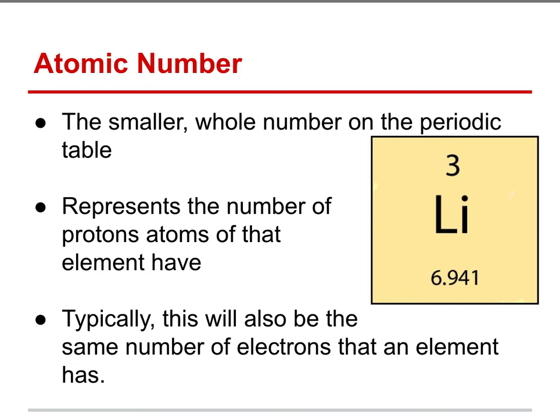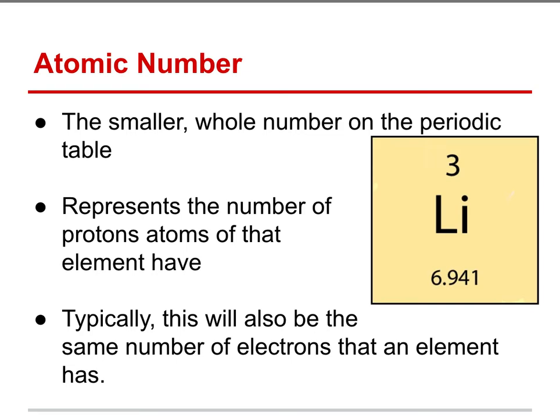So in order for atoms to be neutral, there have to be the same number of electrons as there are protons. So a lithium atom has 3 protons and 3 electrons. So now you know how to find the number of protons and the number of electrons from a cell in the periodic table.